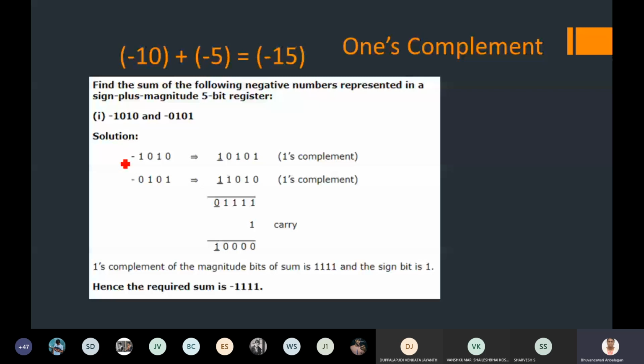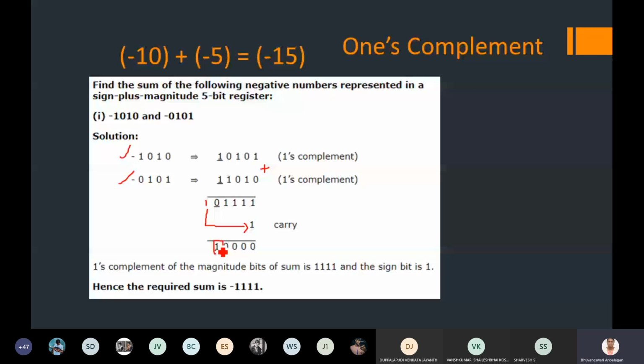Find out the 1's complement of it. Okay, you simply add the two numbers and find the carry, and then you take the most significant bit carry and add it. What is the sign bit that I am getting here? 1. Am I right? 1 I am getting.